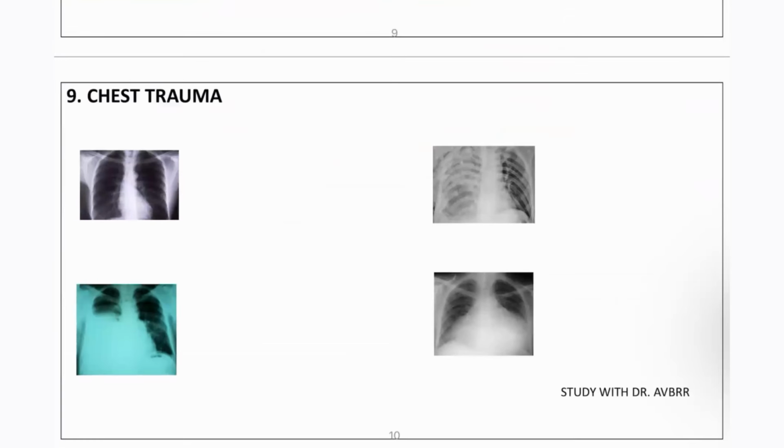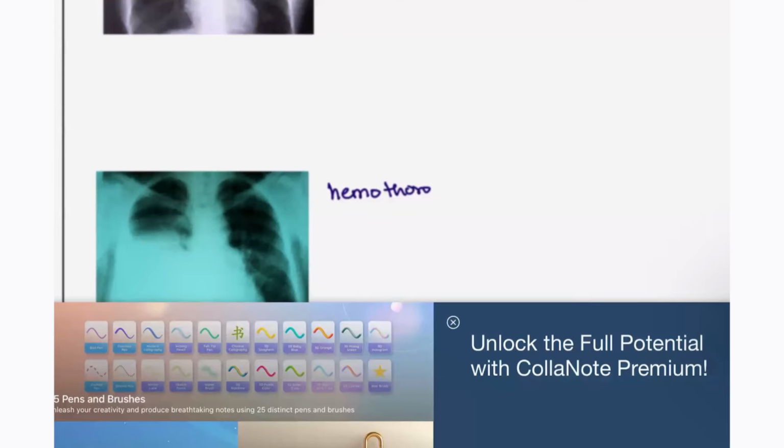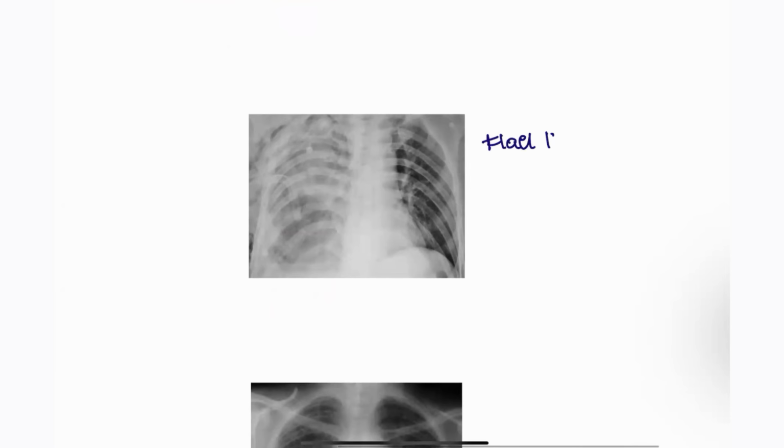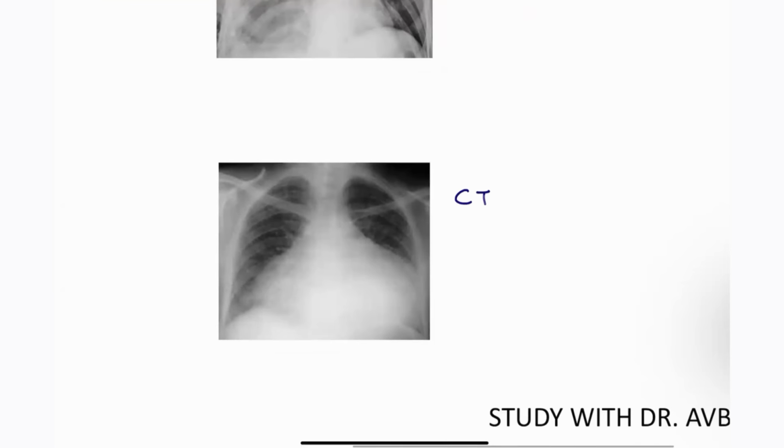Next, moving on to chest trauma. In chest trauma, you have to understand, guys, these are some of the important topics. First, here you can see this is the pneumothorax. Coming to this picture, this is the hemothorax. Next, this is the flail chest with multiple rib fractures, and this is the cardiac tamponade.